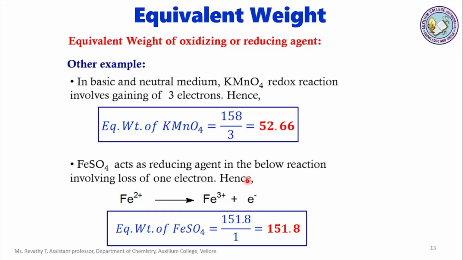Now, as I already said, for reducing agent, we need to consider the number of electrons lost. So, for ferrous sulfate acting as reducing agent, the number of electrons lost is only 1. The equivalent weight of ferrous sulfate will be equal to 151.8 divided by 1, which is equal to 151.8.